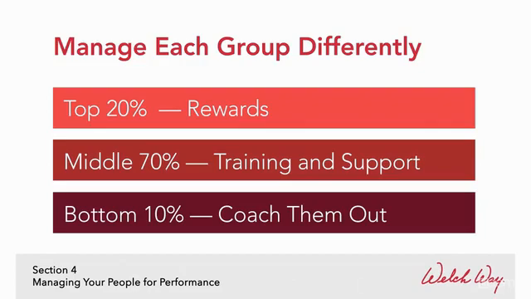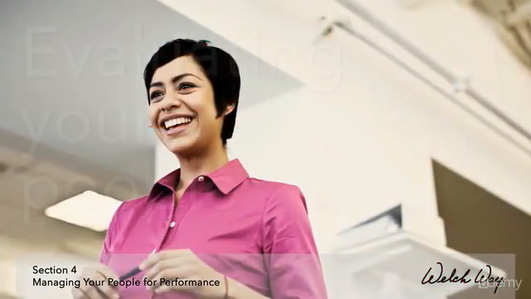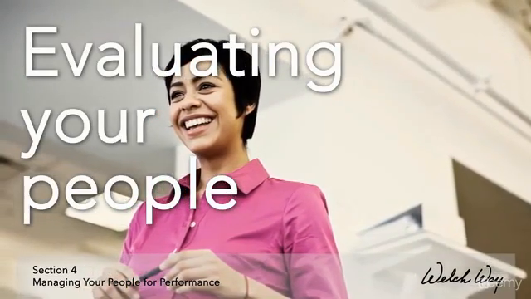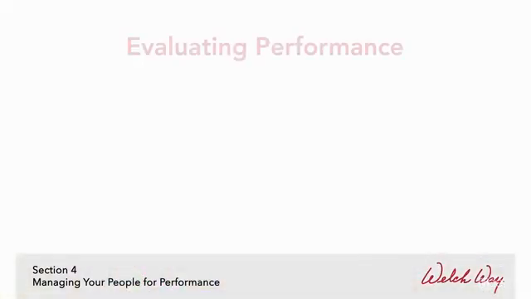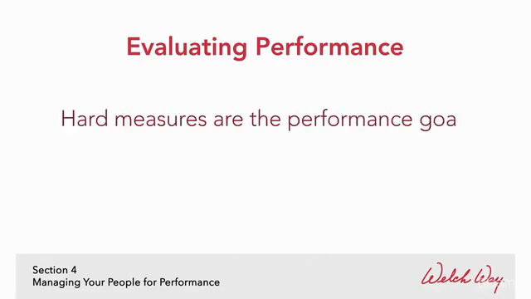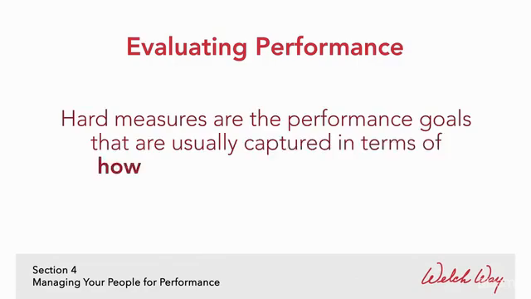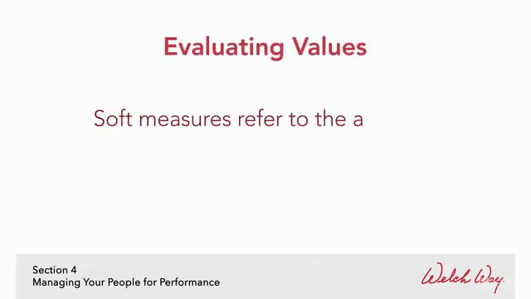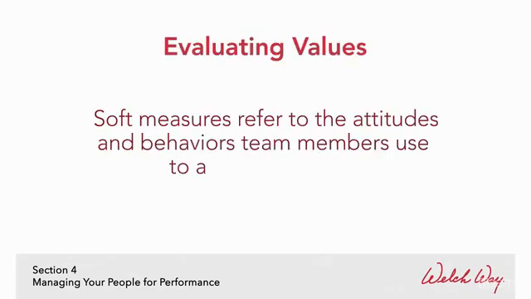But before we go too deeply into the management decisions to be made, let's first spend a little time reviewing the data that can help us decide which players fit into which categories. When you are evaluating your people, you are going to use both hard and soft measures. Hard measures are the performance goals that are usually captured in terms of how many, how much, and when. Soft measures refer to the attitudes and behaviors team members use to attain the results.